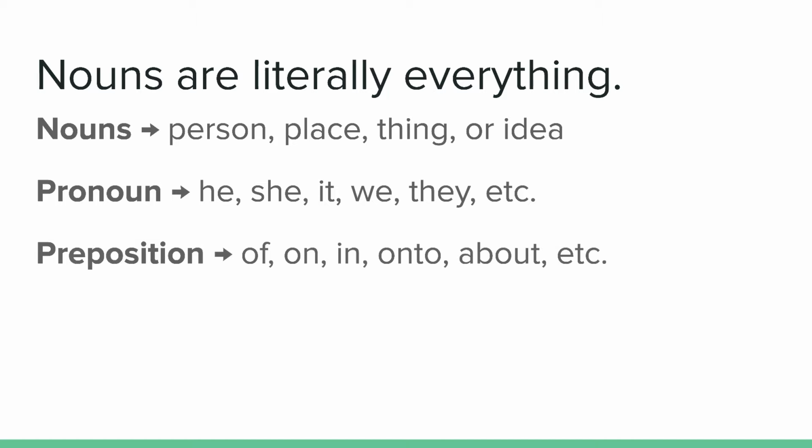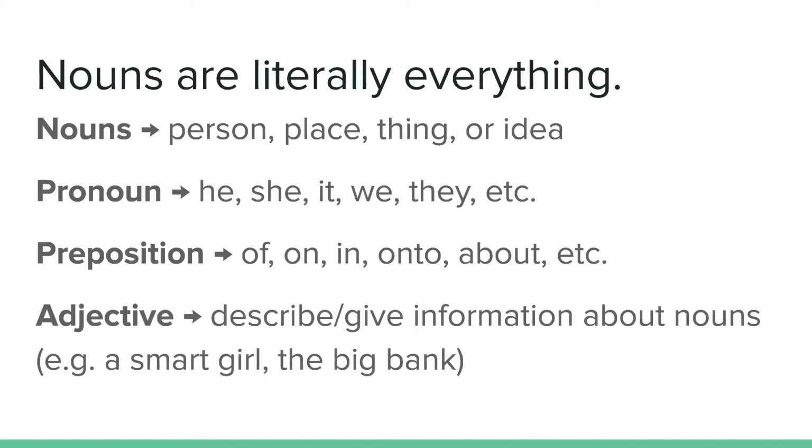Prepositions, these are words in English. There's not so many of them: of, on, in, onto, about, all of those words. And adjectives, these are words that describe or give some information about nouns. So these are words like smart or big, like a smart girl or the big bank. Okay. So please remember these words. We need to understand these words to talk about the grammar this week and next week.